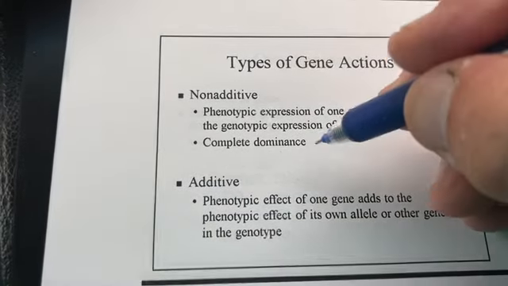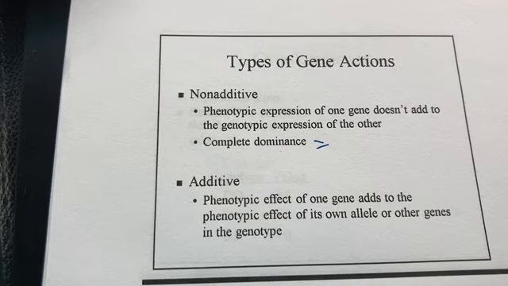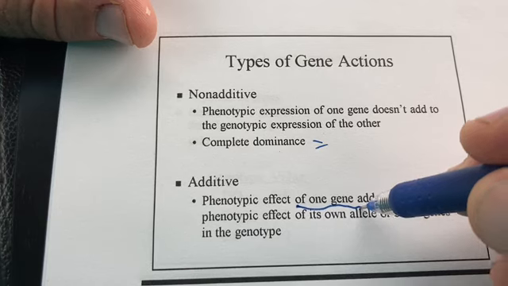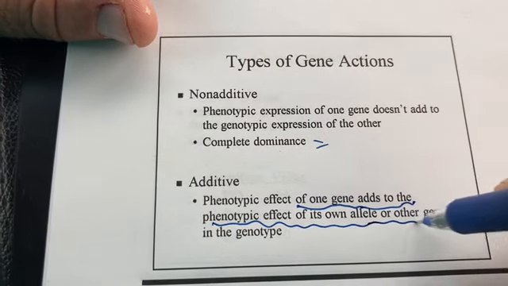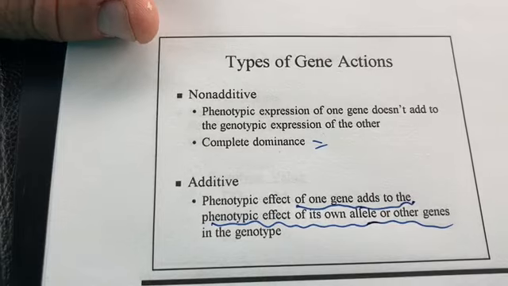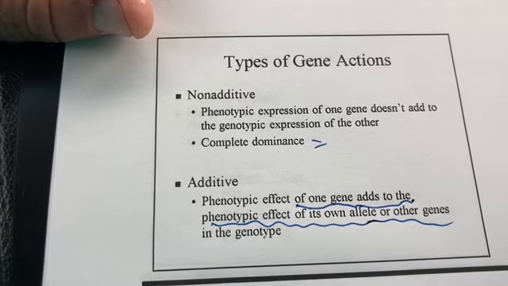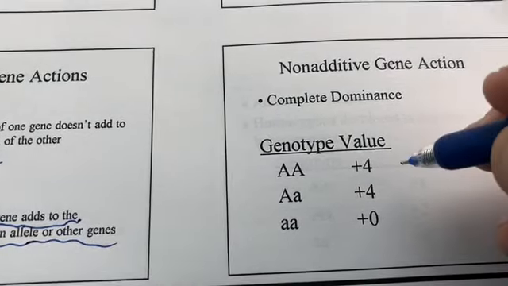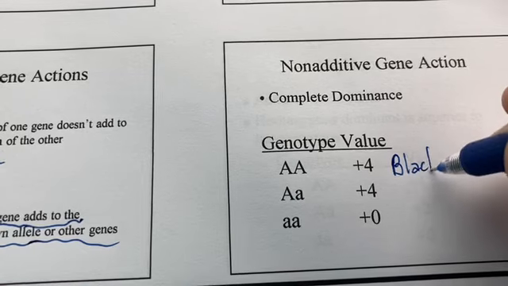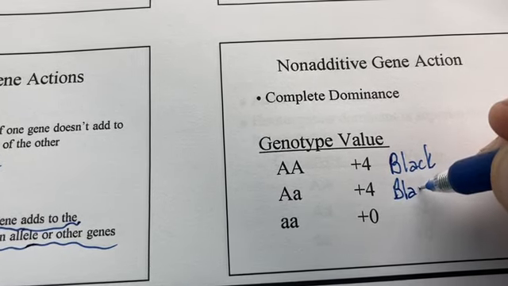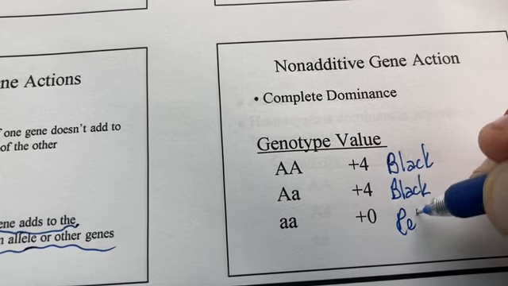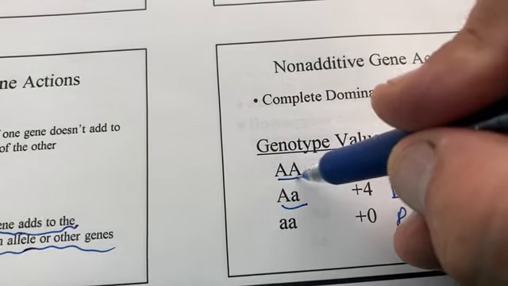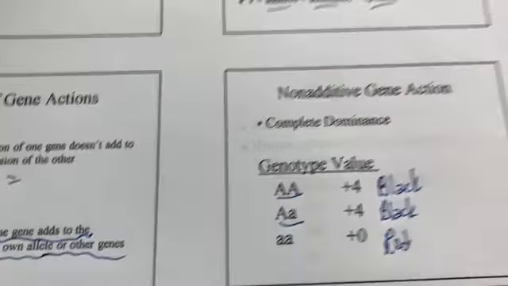There you go. Non-additive equals complete dominance. Additive is effect one gene adds to the phenotypic effect of its allele or other genes in that genotype. So we're looking at something that's compounded a little bit more than just normal. So you're non-additive. And guys, what we had before, even with Mendel, this one was black. This one right here is black. This one right here was red. So your heterozygote, boom, equals your homozygous dominant.